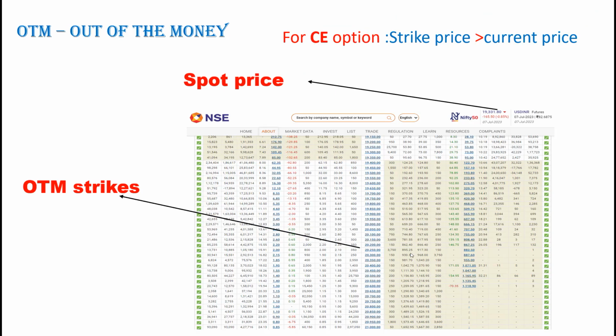Out of the money, OTM. For call option, if the strike price is greater than the current price or spot price, that is called OTM strikes. So, say for example, Nifty spot price is 19,330. The prices that are greater than 19,330, that is here we can see 19,450, 500, 550, 600, all these are OTM strike prices for call option.